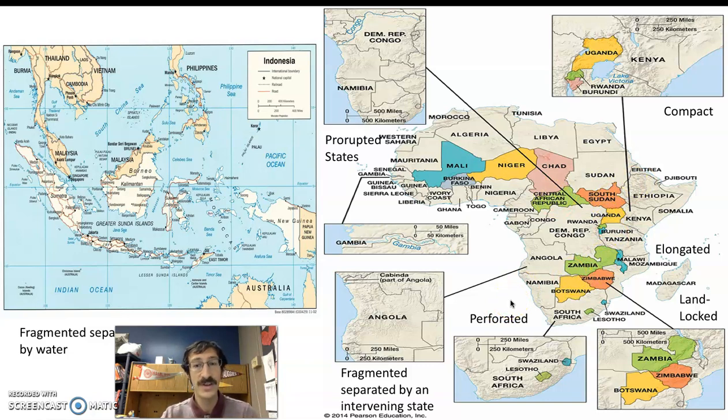completely landlocked countries, you also have perforated states, where South Africa completely surrounds Lesotho. Swaziland is pretty close to that, but also has a connection to Mozambique. And then we have our compact state, which is an example of Ethiopia. You can also maybe think Egypt or Libya fit that fairly well. And then an example of an elongated state, you could think of Mozambique, up and down the East African coastline, fitting within that.